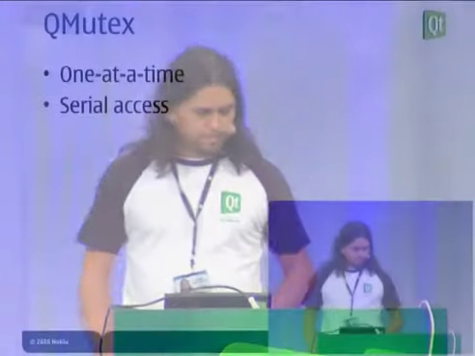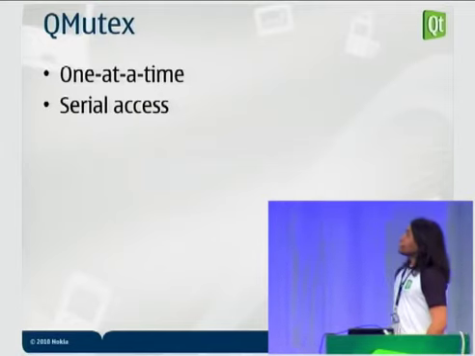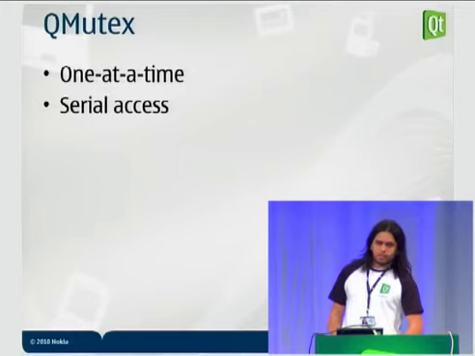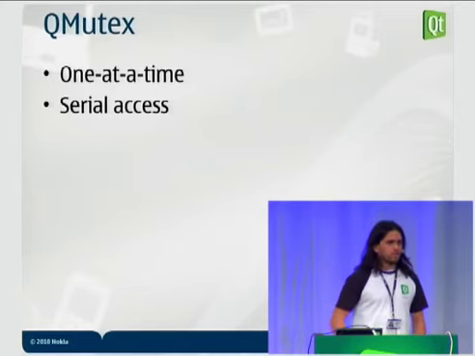Qt offers a couple of classes to support this. QMutex being one of them. It offers one-at-a-time access, so all your threads will be serialized when they try to access the QMutex. Mutex stands for mutual exclusion. And that's what you would use a QMutex with, a QMutexLocker that handles locking and unlocking in a given scope. So what do you have to watch out for when you are using QMutex?